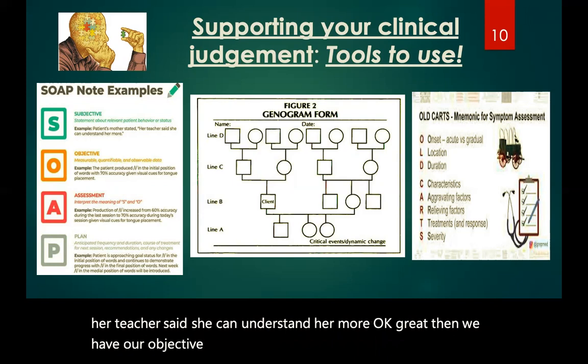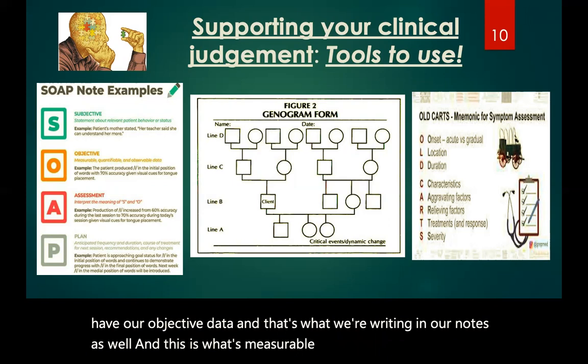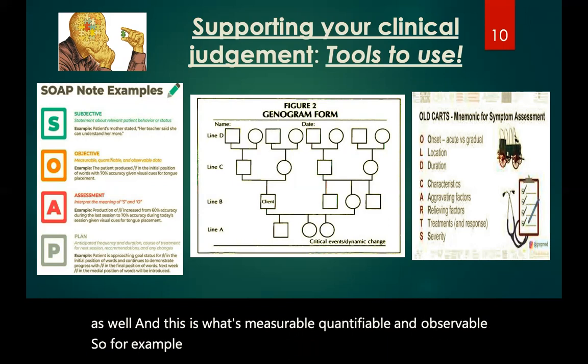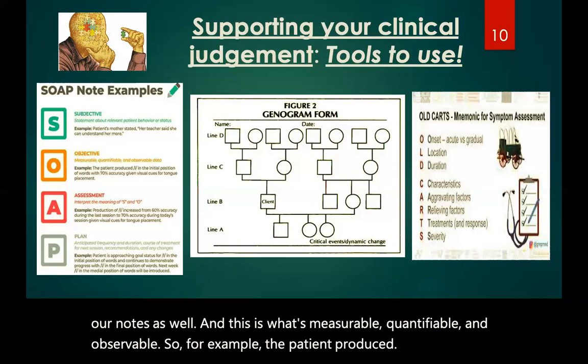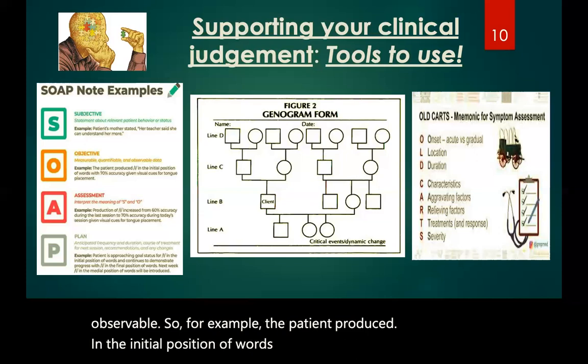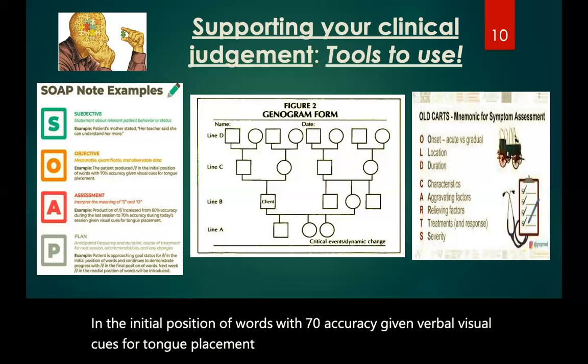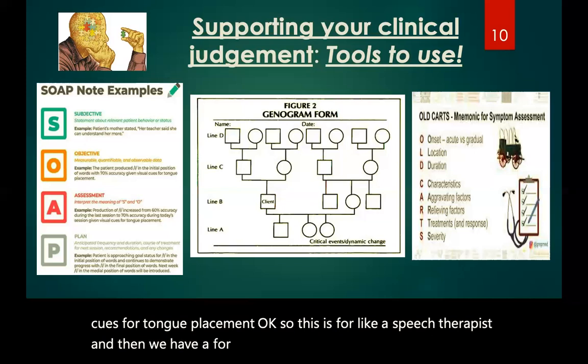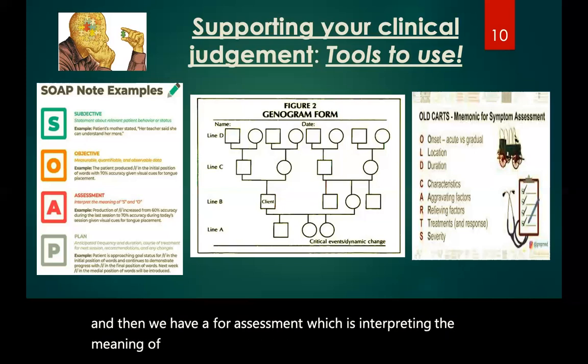And that's what we're writing in our notes as well. And this is what's measurable, quantifiable, and observable. So for example, the patient produced in the initial position of words with 70% accuracy given verbal visual cues for tongue placement. Okay, so this is for like a speech therapist. And then we have A for assessment, which is interpreting the meaning of S and O.